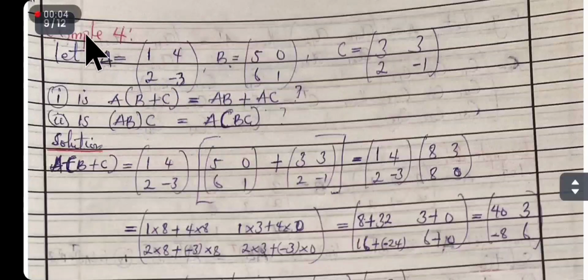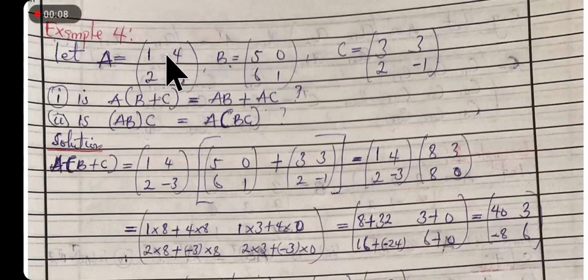Alright, example 4. Let A equal this matrix, B equal this matrix, and C equal this matrix. Is A(B + C) equal to AB + AC? Is (AB)C equal to A(BC)? So this is a question.